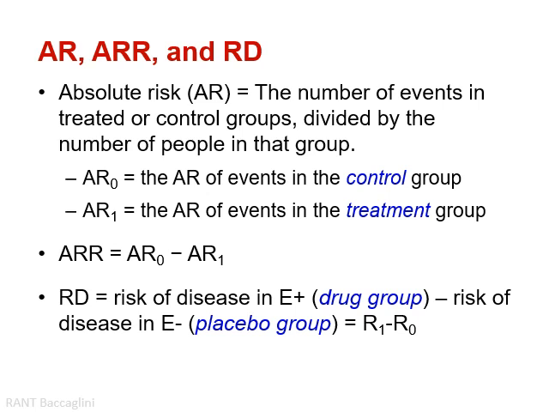The absolute risk, or simply the risk, is the number of events in either the treated or control groups divided by the number of people in that group. So if you want to know the risk in the unexposed, it would be the number of events in the control group divided by the total number of people in that group. The number of individuals with the event divided by the number of people in that treatment group would be the risk of the exposed among the exposed. And the absolute risk reduction is simply the difference between the two.